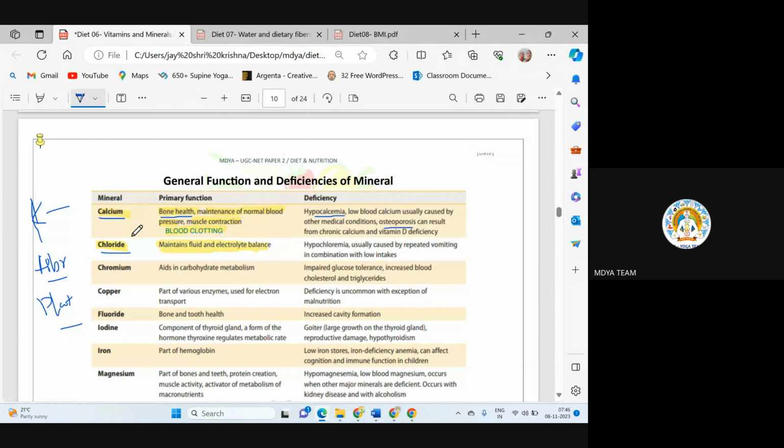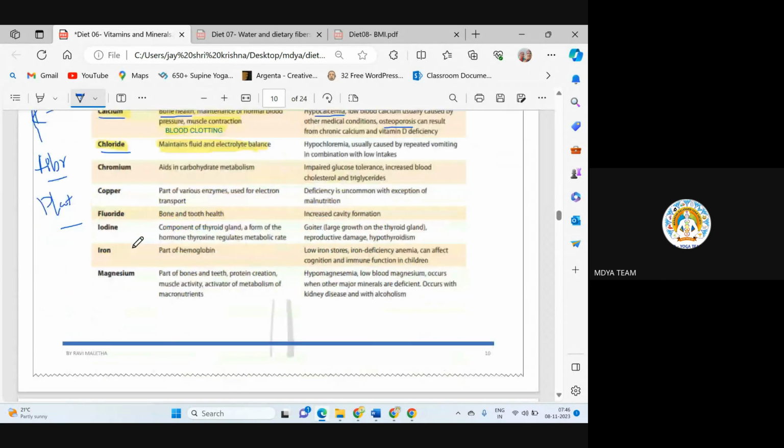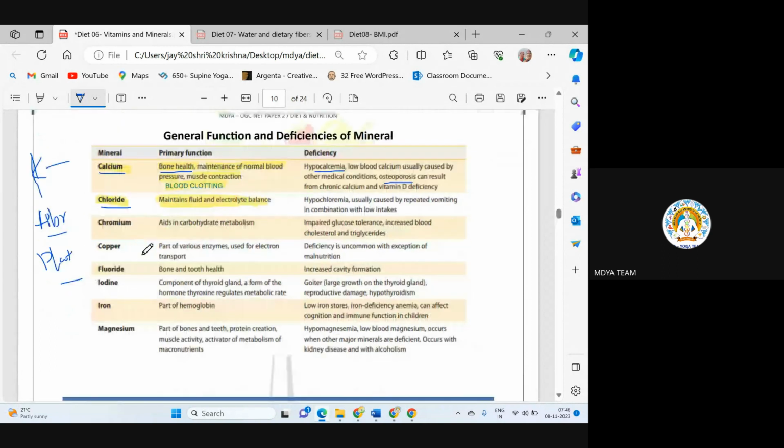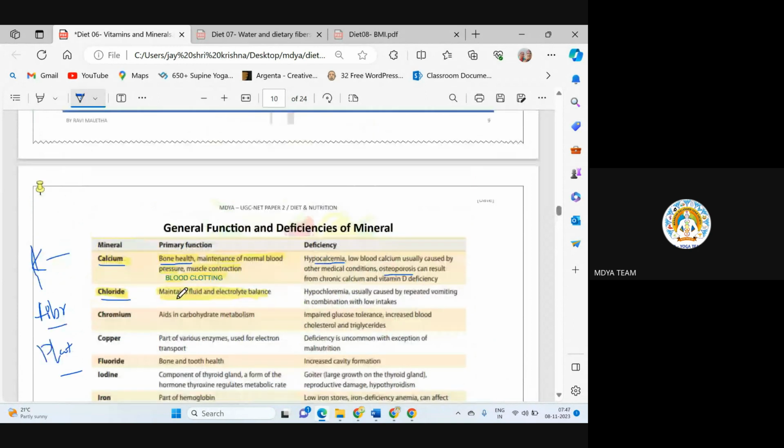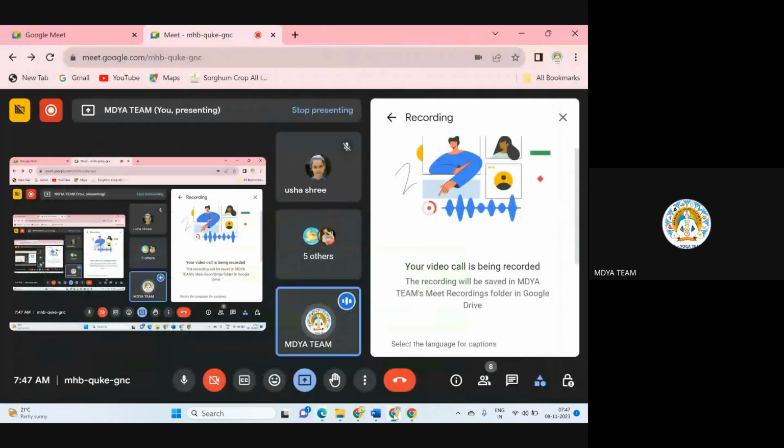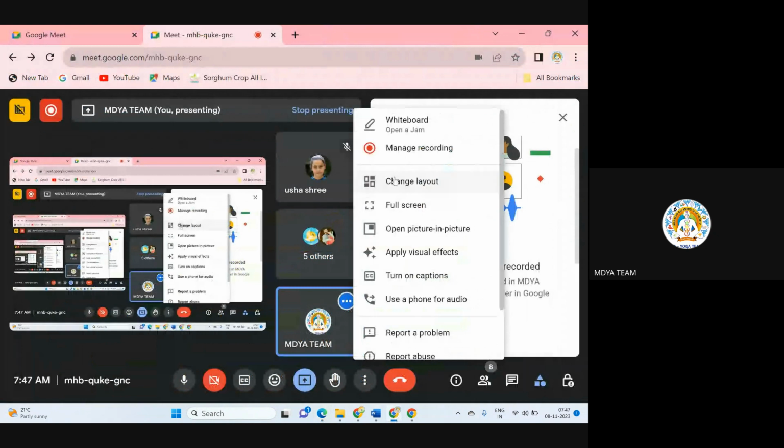Okay, these chloride, potassium, and sodium maintain fluid and electrolyte balance. This we will also discuss in the water section, but let's discuss it here only, then we can skip that in the water part. Okay, just a minute.